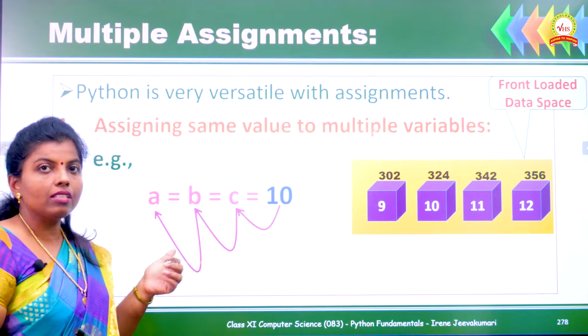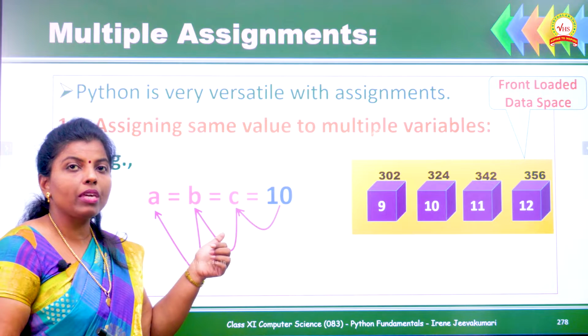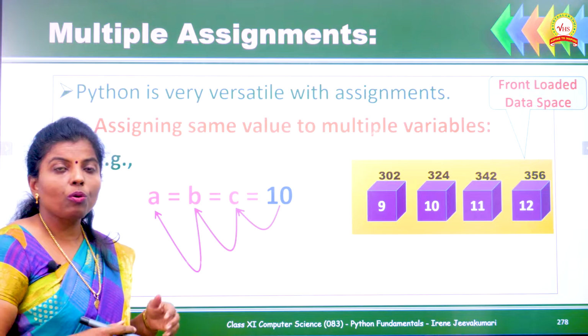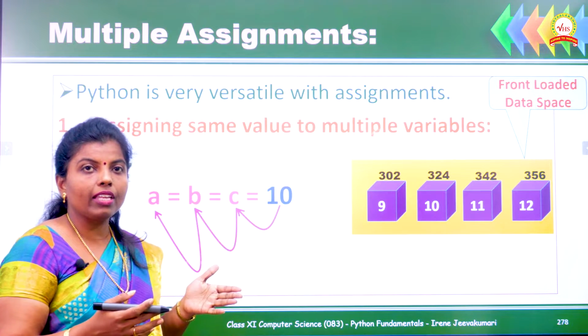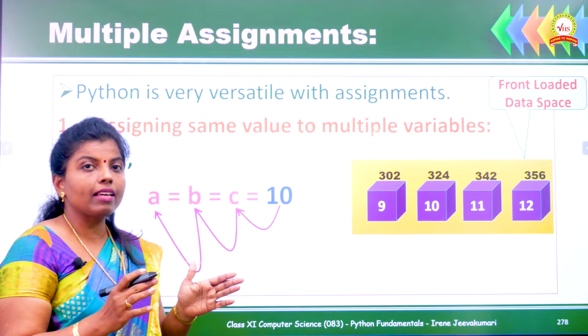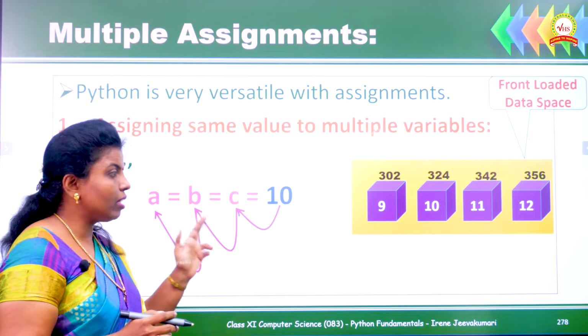Now let us come to this. We have created A equal to B equal to C equal to 10. Already we have learned that whenever we create a variable, a label is created for it. So we have 3 variables.